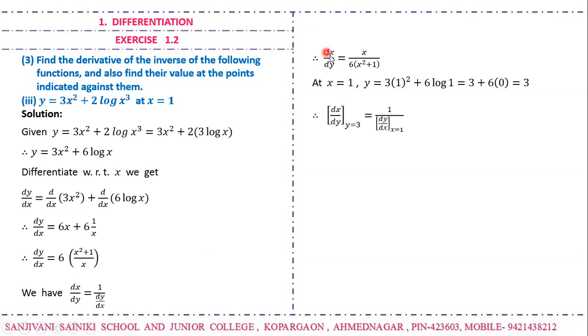So derivative of x with respect to y when y is equal to 3 is obtained by putting the value of x is equal to 1 in the reciprocal of the derivative of y with respect to x. So put the value x is equal to 1 in this expression, you get the value as 1 upon 12. So this is the derivative of the inverse of the given function.